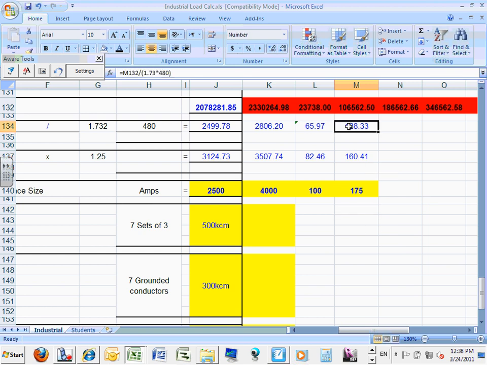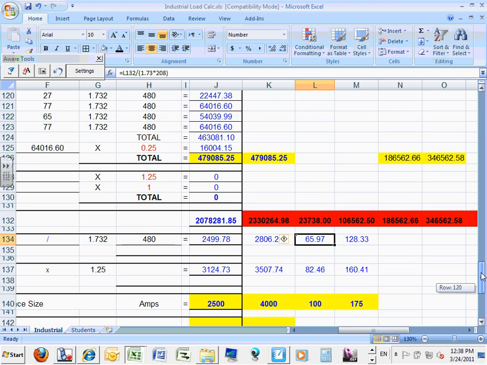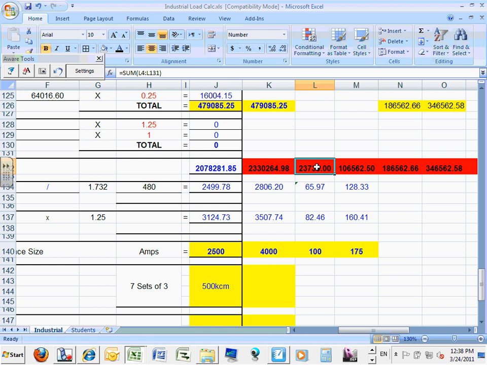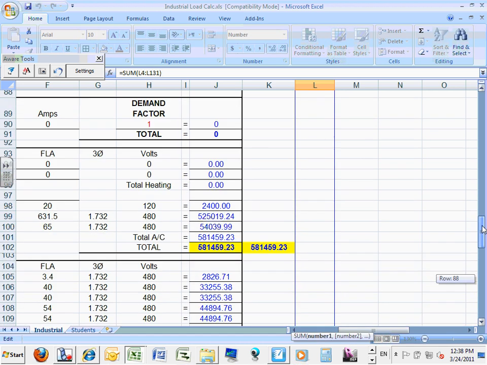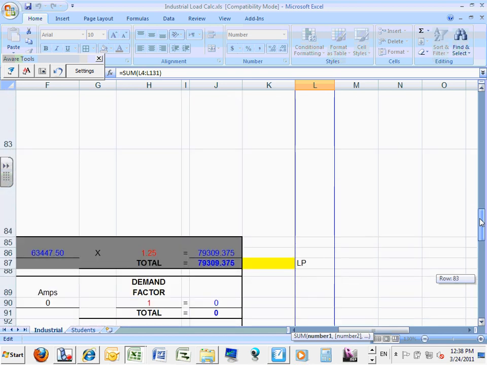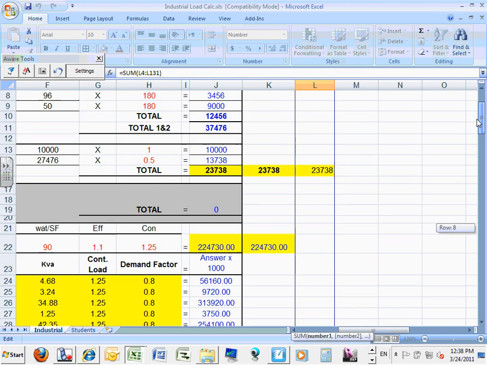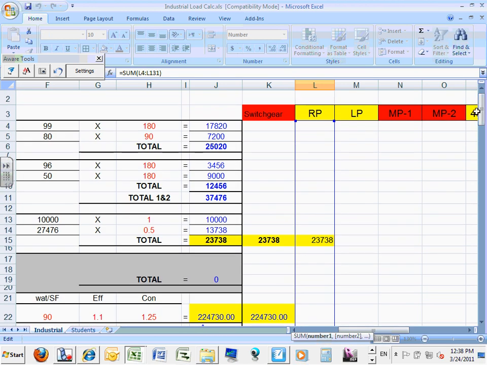Is your square root of 3 in there, square root of 3 or 1.7? Just go up to your 23738 in the red. No, go back down. Right there at the red. Here's what I summed: I did the sum of everything under this column. I don't know why I get rid of this panel. It doesn't matter, just put it on there. Here, 2378. Don't you have 23738? Isn't that what we found for the receptacle panel?